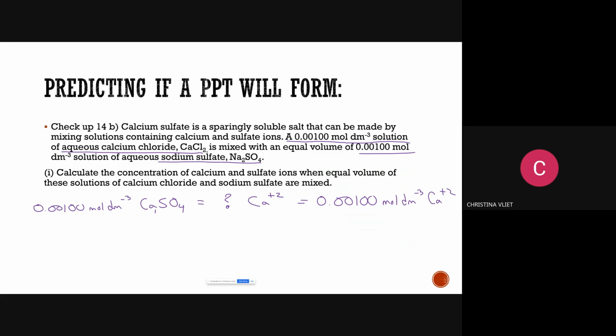What about the sulfate? We have 0.00100 mol dm-3 Na2SO4, and they made this easy, like I said. What is my concentration of sulfate here? Because this is the compound I'm looking to precipitate, or not. Because that's what they're asking. What is the concentration of the calcium? What is the concentration of the sulfate?